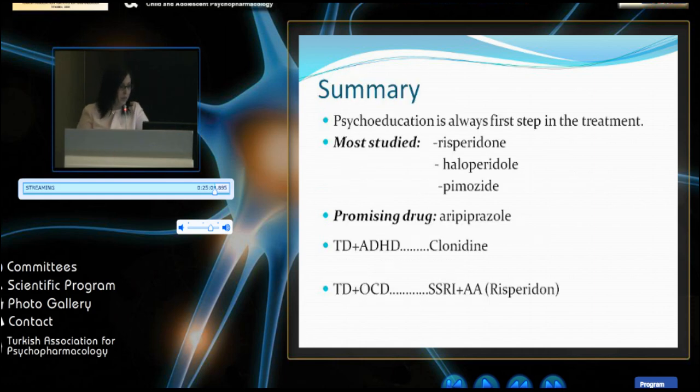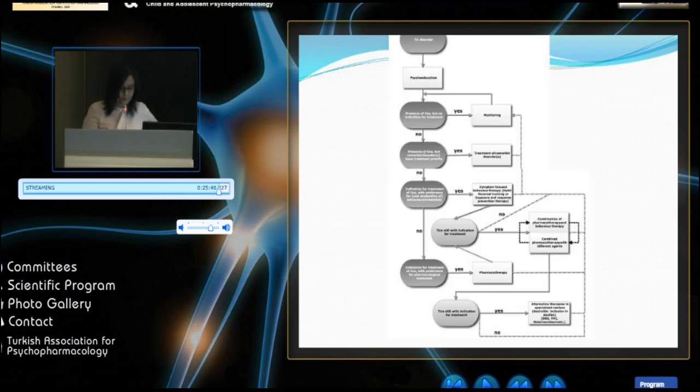and antipsychotics. In summary, in any case, psychoeducation should be the first step in the treatment, and the most studied ones are risperidone, haloperidol, pimozide, and a promising drug is aripiprazole, but we lack evidence and study in that respect. When it is accompanied with hyperactivity, clonidine is the preference, and atomoxetine as well. And when it is accompanied with OCD, SSRI and antipsychotic agents should be used, and the most frequently studied one is risperidone.